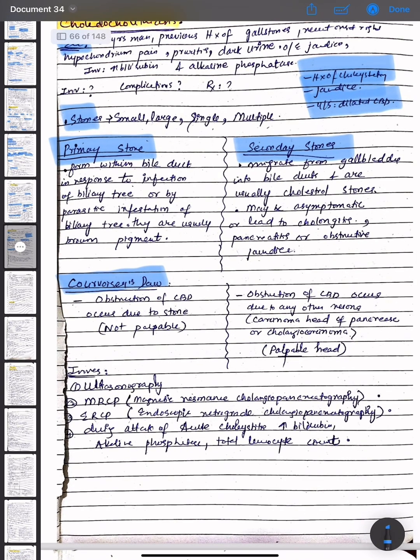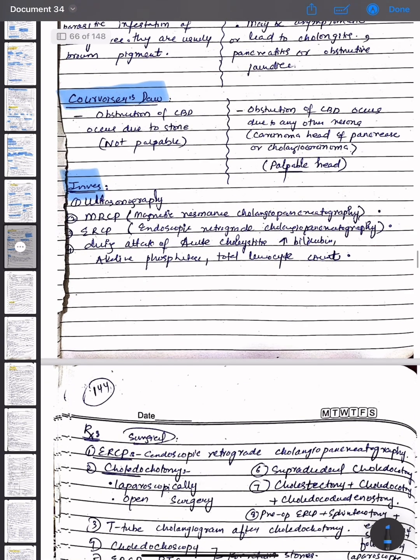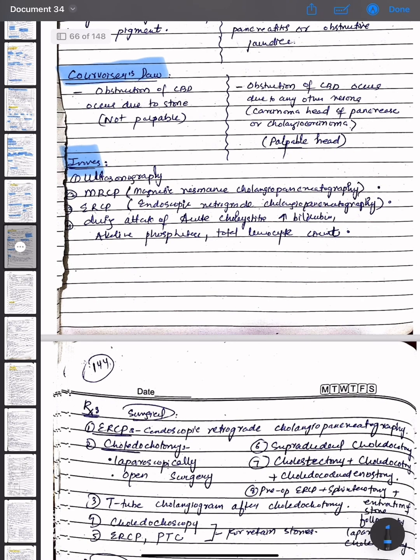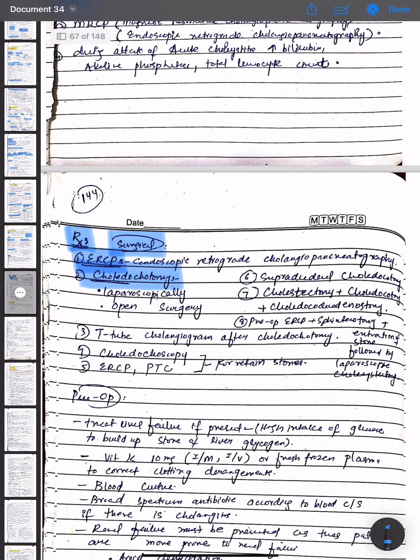Now, what investigations will we do? We will do ultrasonography, MRCP, that is magnetic resonance cholangiopancreatography, and ERCP, that is endoscopic retrograde cholangiopancreatography. During an attack of cholecystitis, bilirubin, alkaline phosphatase, and total leukocyte count will be checked. What are the treatment options? We have the surgical treatment options: ERCP, and choledochotomy, which is done laparoscopically or by open surgery.